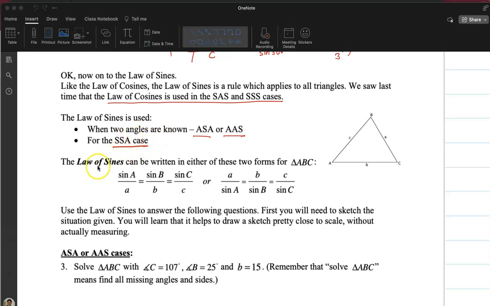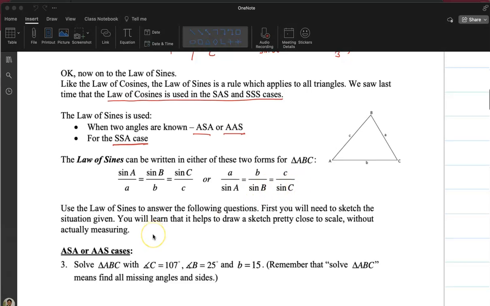The law of sines can be written in two forms. Sine A upon a is equal to sine B upon b is equal to sine C upon c. Or you put the sides on top and the sines of the angles down. It's the same thing.